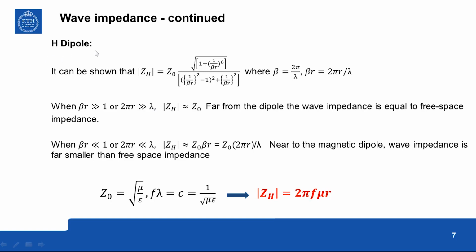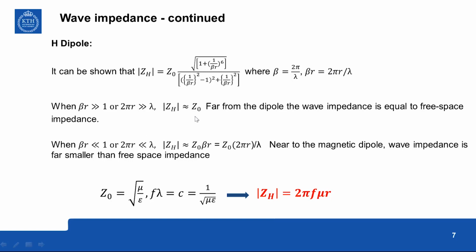Now we can find the wave impedance for the H dipole. From the expressions for the E field and H field and the ratio of that, it can be shown that wave impedance equals Z0 multiplied by this expression, where beta equals 2 pi by lambda, so beta r equals 2 pi r by lambda.